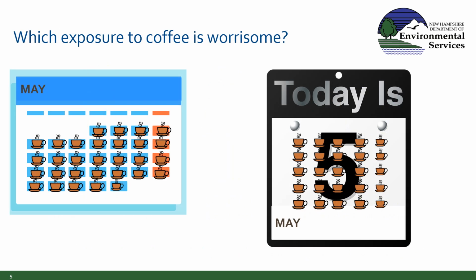If one person drinks 1 cup of coffee every day for 30 days, and another drinks 30 cups of coffee today, which person are you worried about? Exposures to a small amount of coffee for a prolonged period of time can be described as a chronic exposure, whereas ingestion of a large amount of coffee in a short time period is an acute exposure.